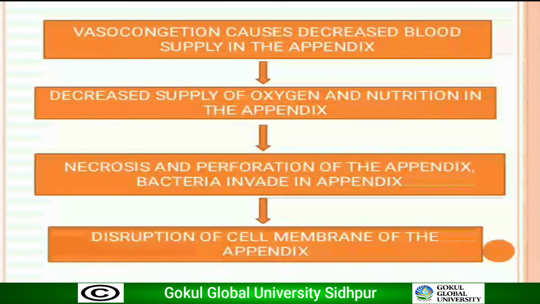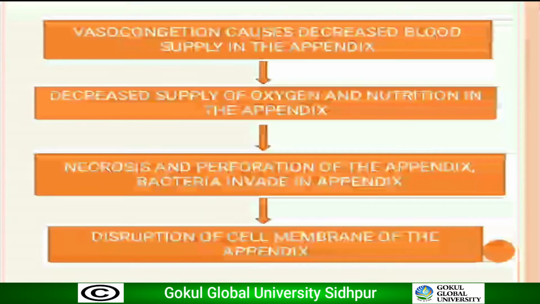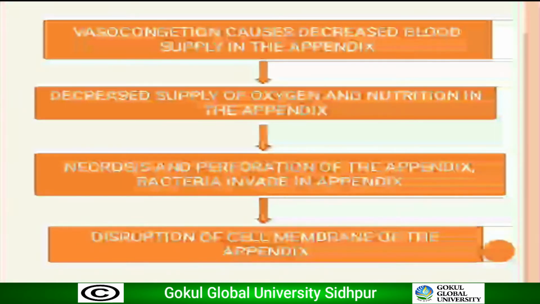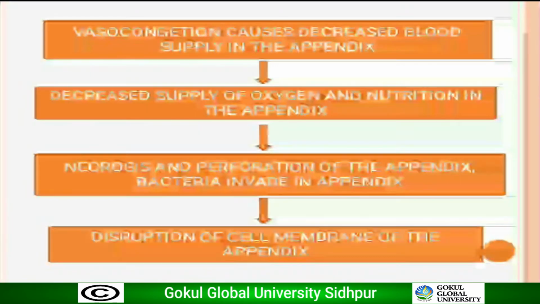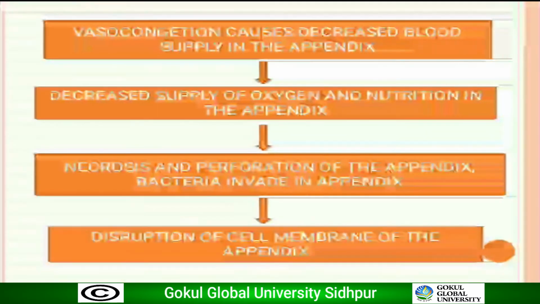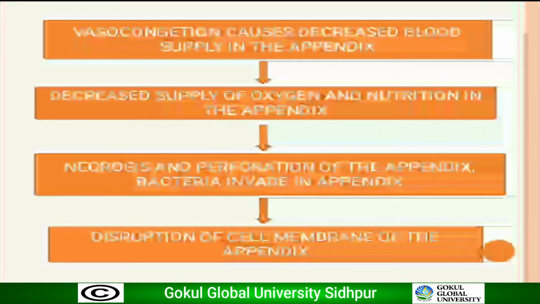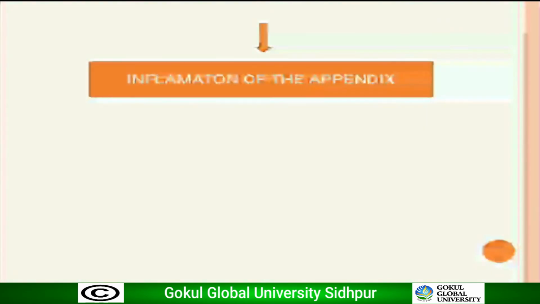And the vasocongestion causes a decrease of blood supply in the appendix. The blood supply is decreased, so oxygen and nutrition in the appendix are decreased. And then there is necrosis and proliferation in the appendix. And the bacteria invade the appendix easily, with disruption of the cell membrane of the appendix. That's why inflammation of the appendix occurs.